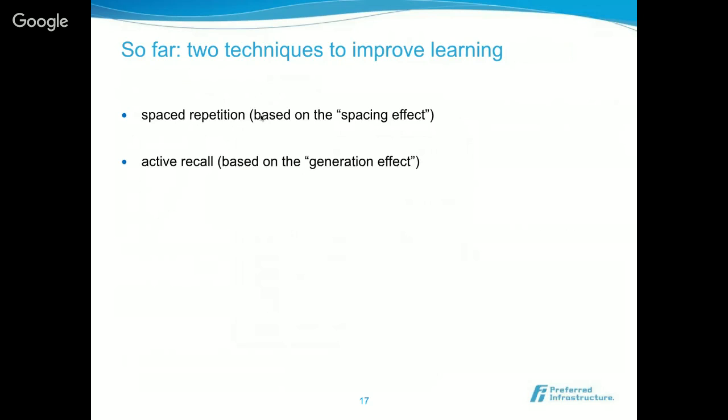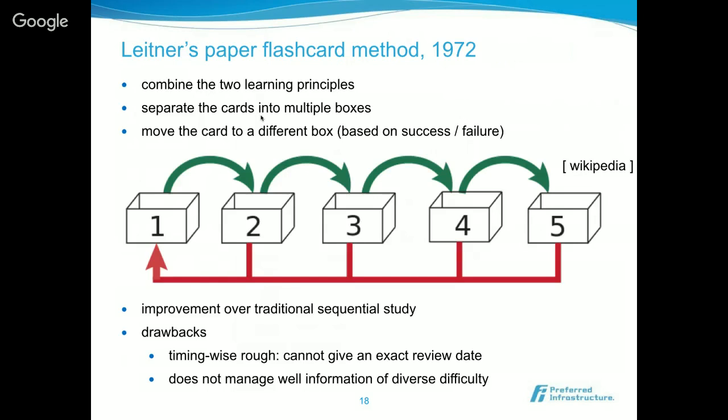So far, we have seen 2 techniques to improve learning. The first one is spaced repetition, which is based on the spacing effect. And the second one is called active recall, which is based on the generation effect. It required testing during the learning process in order to remember better. Let's now see a learning methodology that combines the two principles. The Leitner paper flashcard system separated the flashcards into multiple boxes.